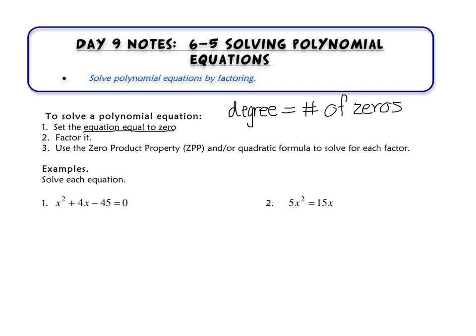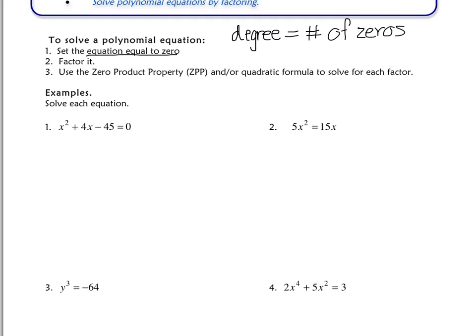So let's go ahead and start number 1. Here we have x squared plus 4x minus 45 equals 0. This means we are going to have 2 zeros that we're finding. And first thing you want to do is make sure it's equal to 0, and it is. Secondly, look for a greatest common factor. There isn't one here, so now we look how many terms we have.